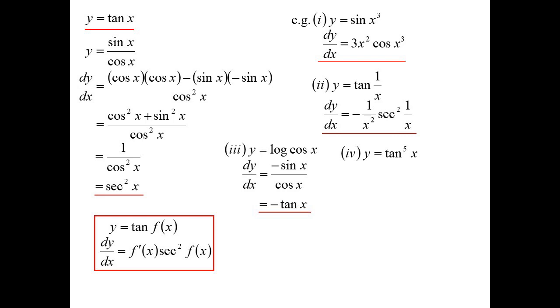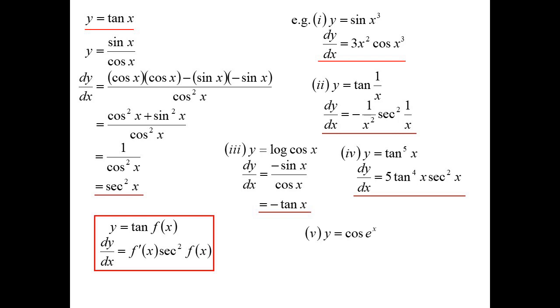Tan to the power of 5. Anarchy. Bring down the power, 5. Lower the power. It now becomes tan to the power of 4. Diff the inside. Well, the inside is tan x. Differentiate tan. You get sec squared. So 5 tan to the power of 4 sec squared.